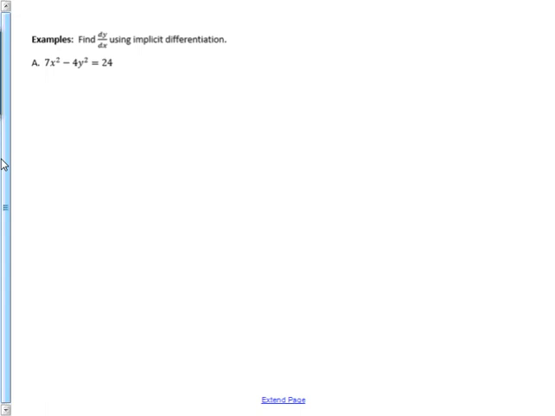Okay, so we are going to do our implicit differentiation and related rate notes. All right, so let's get started. You have these steps for that implicit differentiation in your notes, so make sure you print those out and work along with me.